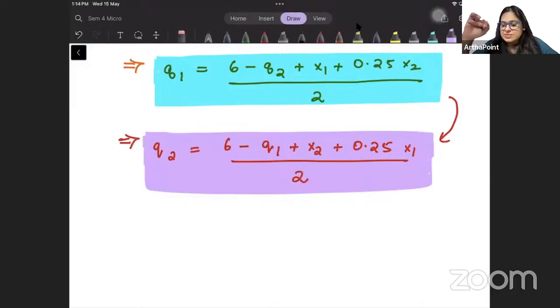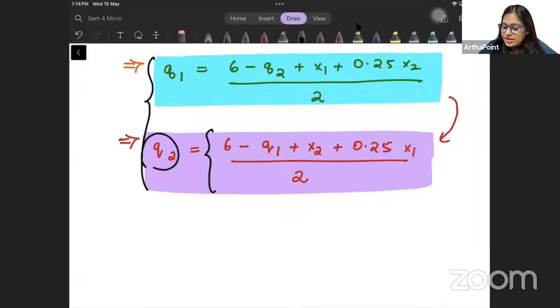If that is making sense, so what I can do now, I can solve these quantities simultaneously. मैं एक साथ इनको solve कर सकती हूँ. कैसे? ये जो भी q2 का वैल्यू है, I can plug that value of q2 here. मैं इसको यहाँ पे डालता हूँ. I will just put that here.